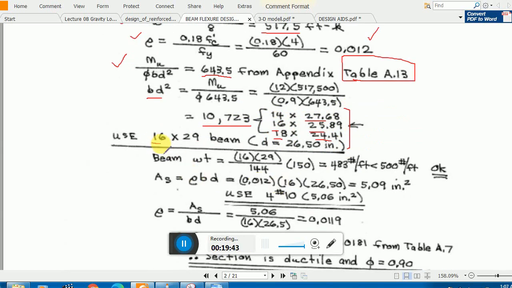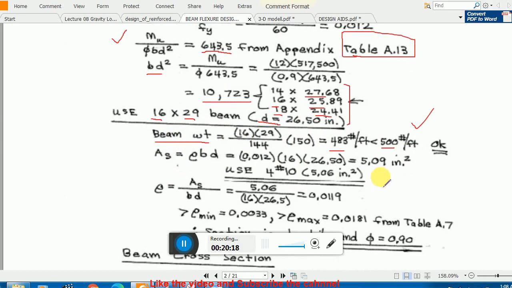Let's say I'm using 16-inch width and 29 inches total depth. So I'm using this option. 25.89 plus 2.5, you get roughly 29 inches. So my effective depth is revised, because 29 minus 2.5 gave me 26.5 inches. Now I again recalculate the weight of the beam. The weight of the beam means 16 times 29 divided by 144 times 150. I got 483, which is less than 500. So this is okay. If it is greater than this one, then I have to repeat my calculation.